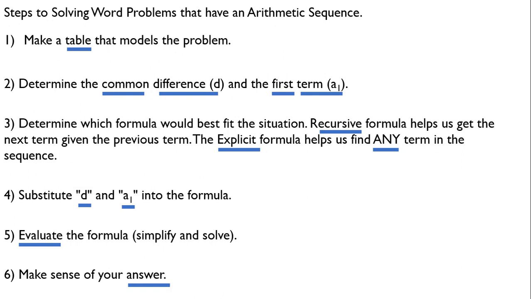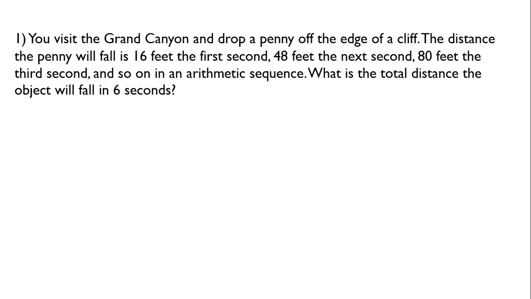So here is how we're going to solve word problems with an arithmetic sequence. A table is going to be helpful. Make a table, and I'll let y'all write this and then unpause. Make a table, find the common difference and the first term, and figure out which formula would be good. Remember, the recursive formula helps us get the next term given a previous term. The explicit helps us get any term. Then we plug our d and our a sub 1 in, evaluate the formula, and see if our answer actually makes sense. Okay, so let's do some.